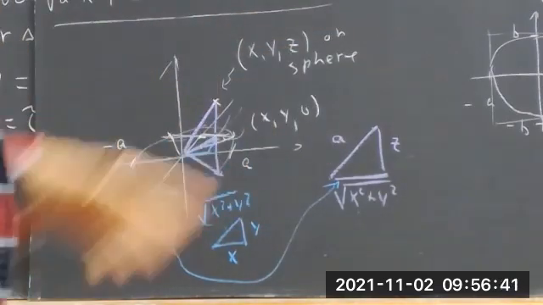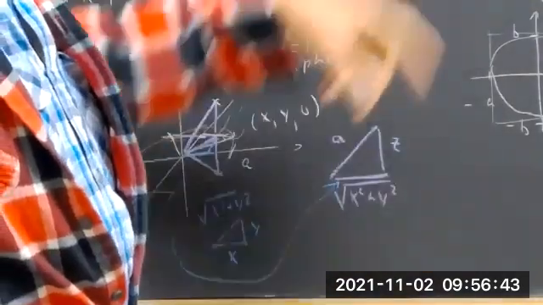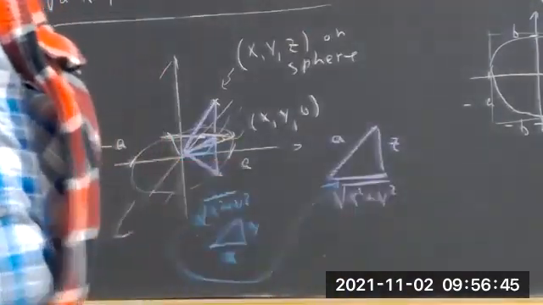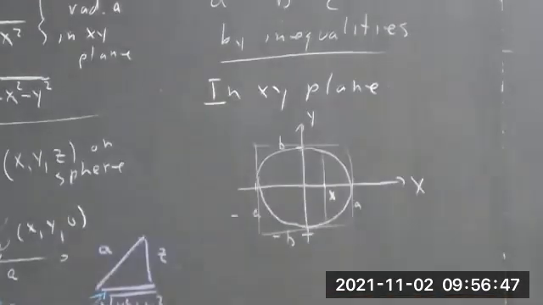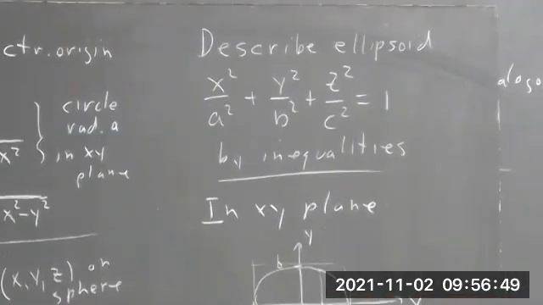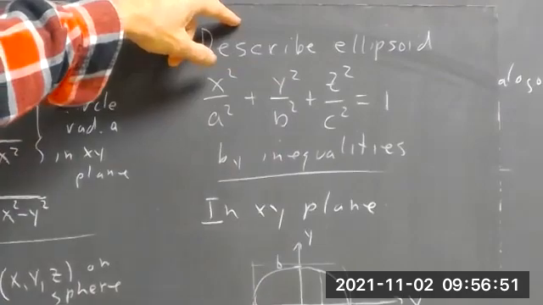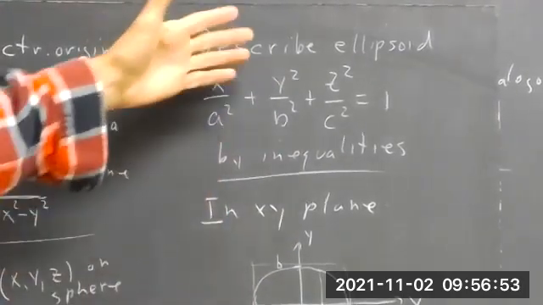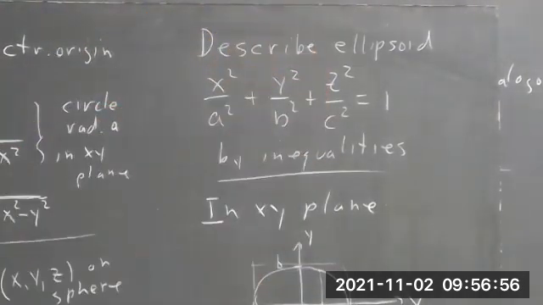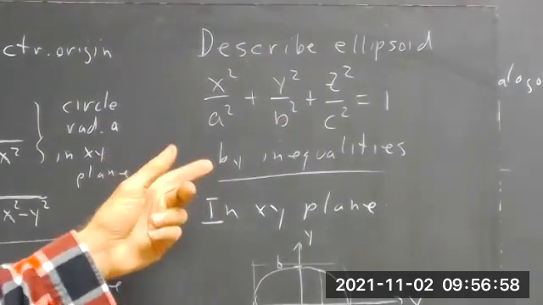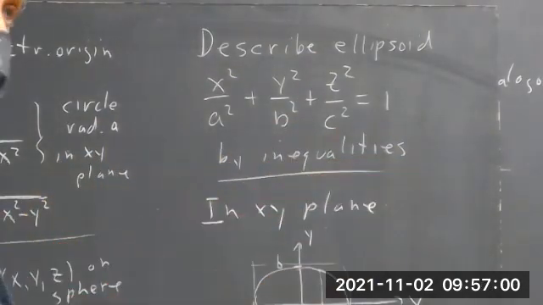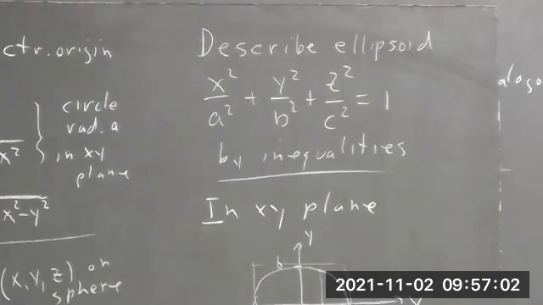So the current question is, can we describe the ellipsoid? Now I move the camera here. I'll get used to this eventually. Describe the ellipsoid: X squared over A squared plus Y squared over B squared plus Z squared over C squared equals 1. Inequalities, in other words, analogous to this.